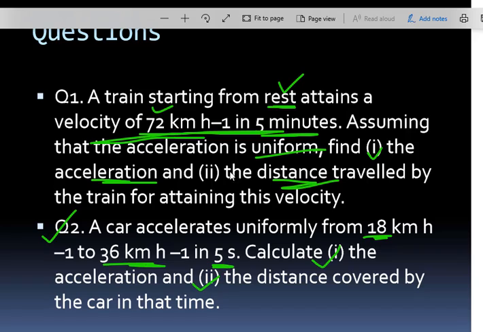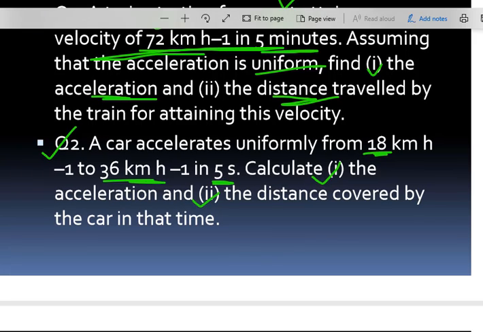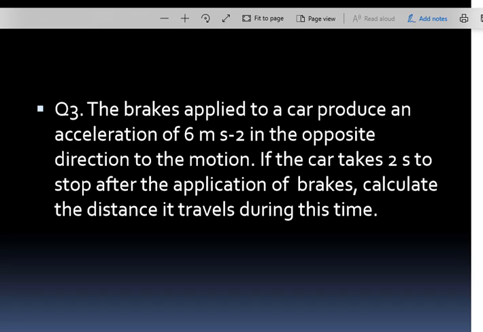Then the process will be the same to find out the solutions of these questions. So I hope you can solve this second question on your own. Okay. Now this is the third question.